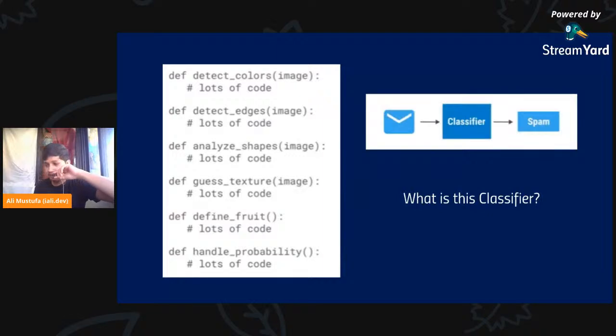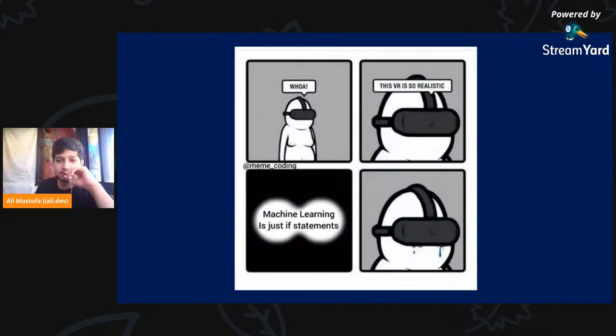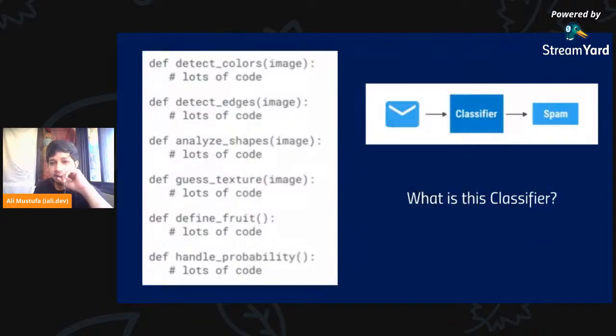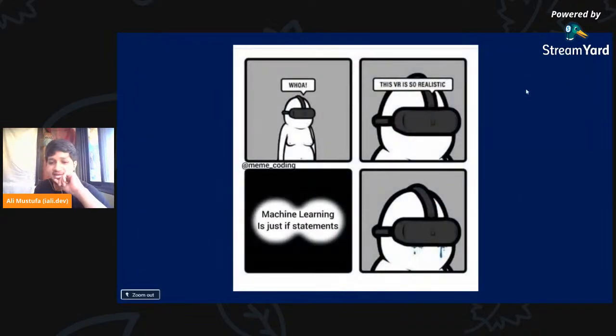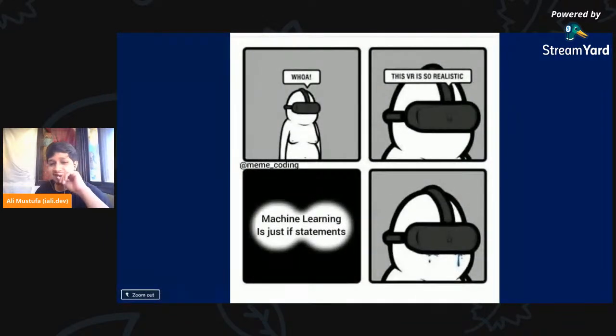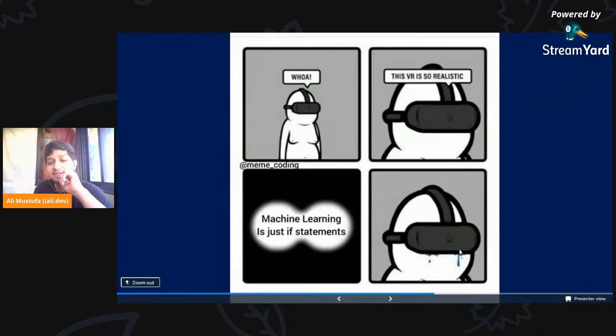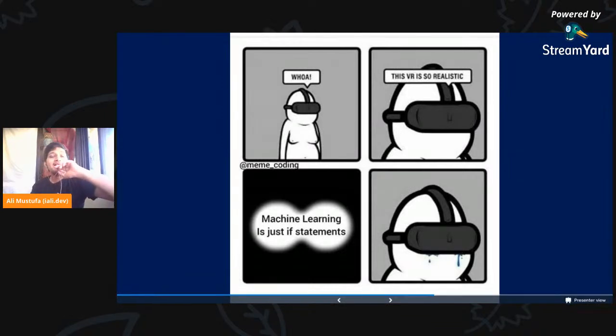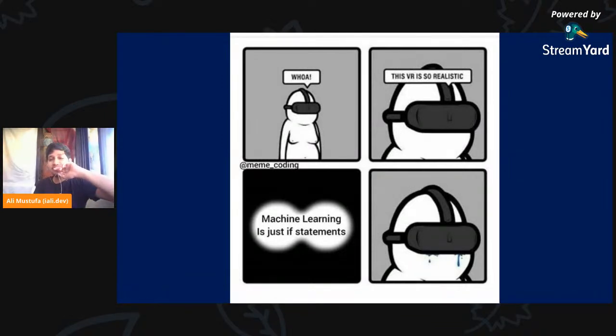Okay, so this is how the classifier looks like. So this is a meme. If you understand this, this is good. If you don't understand it, I can't help it, obviously, sorry. But yeah, this is how it looks like. So it says machine learning is just if statement, and then something happened to his eyes, something like that. So machine learning is just if statement.